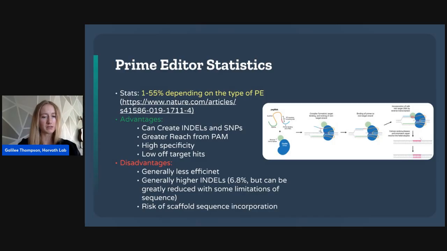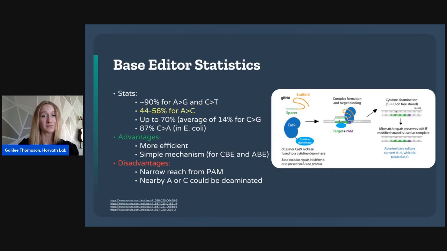However, its disadvantages. It's generally less efficient. It has higher indels and risk of scaffolding sequence incorporation. That scaffolding sequence has the intended edit in it, but you risk having more of that scaffolding sequence incorporated where you're making that edit. It's a risk. Then we have base editors. Base editors for A to G and C to T, currently 90% efficiency. That's really high. However, their A to C edit that MutY focuses on, they only have around 56% efficiency.